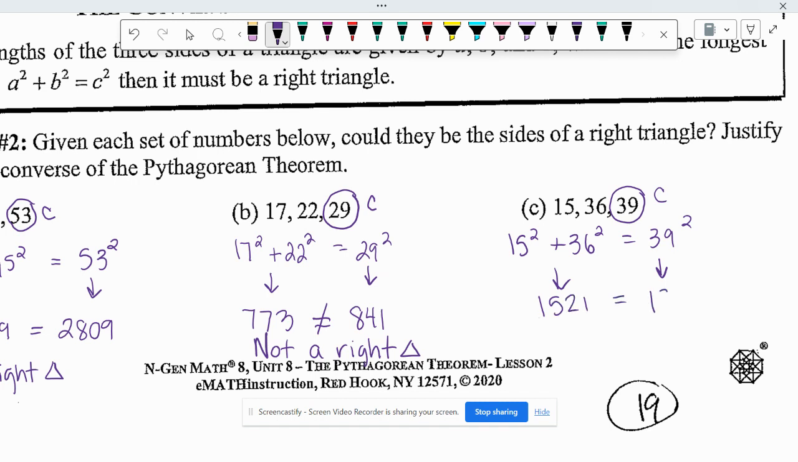What did we discover? How come? What measurements did you get? I got... Yeah, 1,521 equals 1,521. So this is a right triangle. Okay? This one is a right triangle.